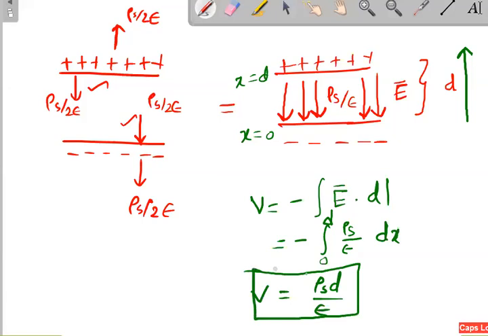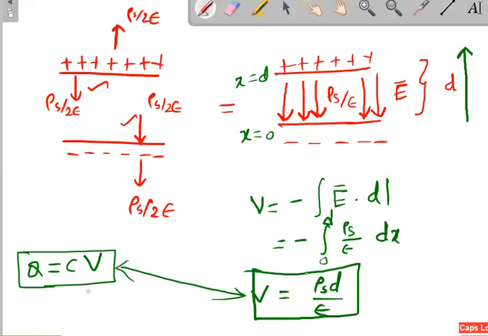And what is this value? Rho s d divided by epsilon. Anyway, you know already what is Q. Q is equal to CV. And please, today do homework on whether there is any relationship between these two. Anyway, you know what is rho s. Rho s is very simple: Q is equal to rho s into A, surface charge density times A.